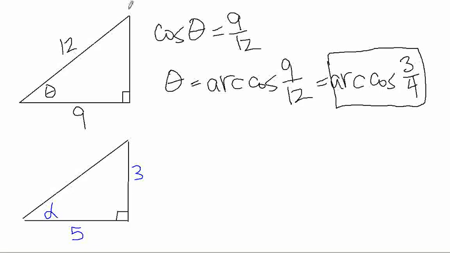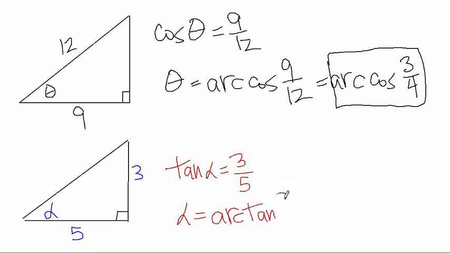All right, I'll go ahead and do it. So the tangent of alpha is equal to 3/5. Therefore, alpha is equal to the arctangent of 3/5. Okay, and I hope that's the answer you got.